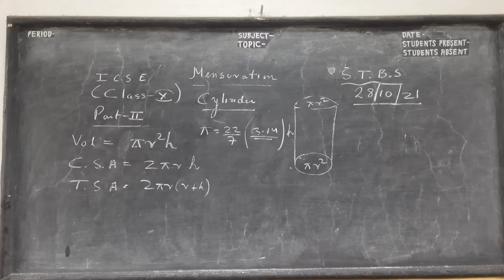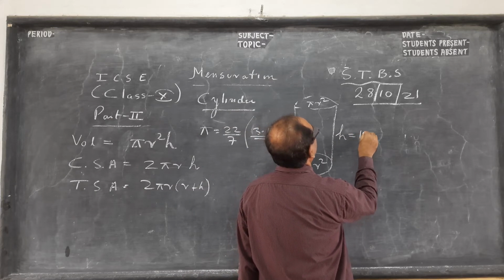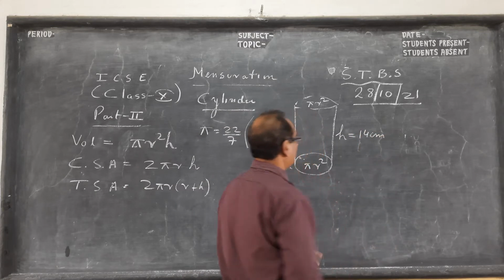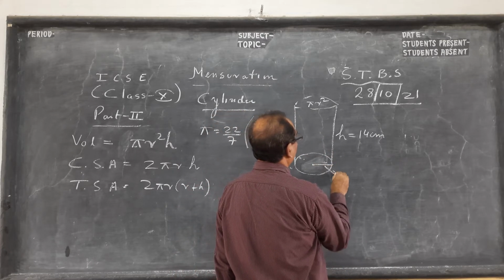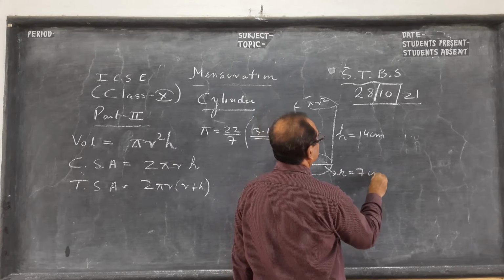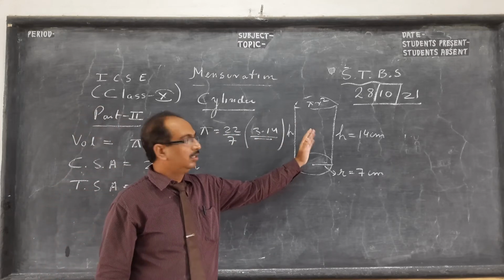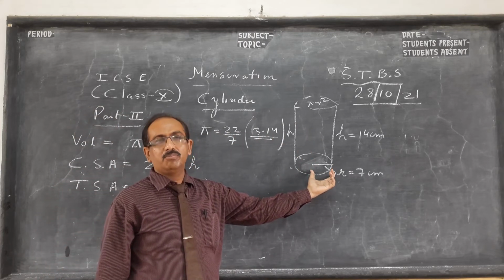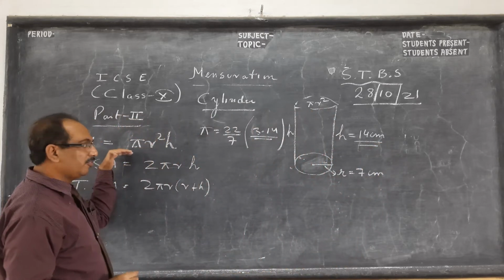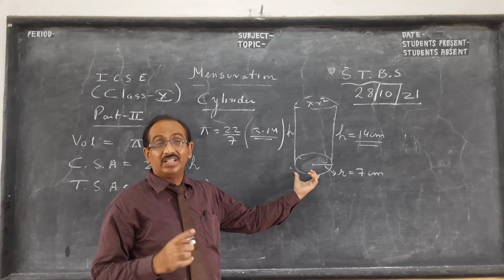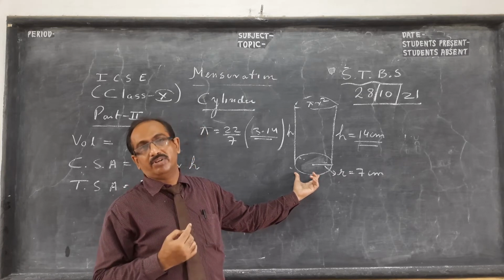Now, for the sake of simplicity, I am taking the height to be 14 centimeter. And the radius of the base of the cylinder is 7 centimeter. The given question is: find the volume of a cylinder whose base radius is 7 centimeter and height is 14 centimeter. So I will show you how you get the volume. See, 7, 3.5, 10.5. 10.5 is 3.5 times 3.